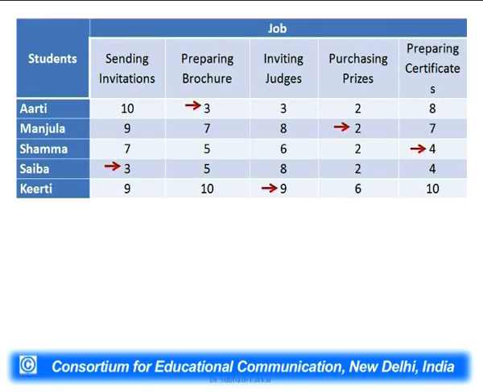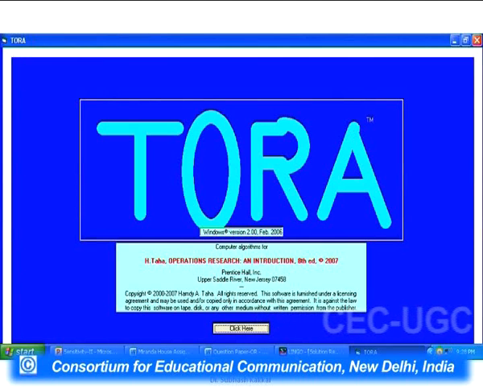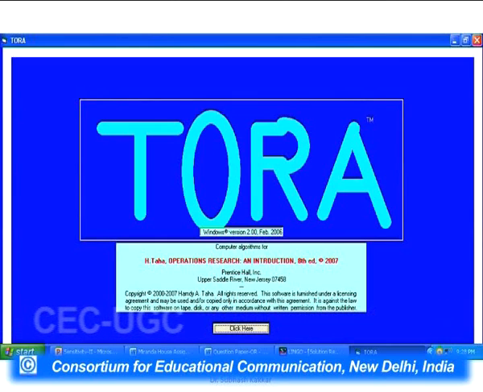Now, if we add all these timings, the total is 21. It means in 21 hours, we shall be able to complete all these 5 jobs. Now, there is another software. We have learnt LINGO with two examples. There are other problems also which can be solved using LINGO. There is another software, TORA.